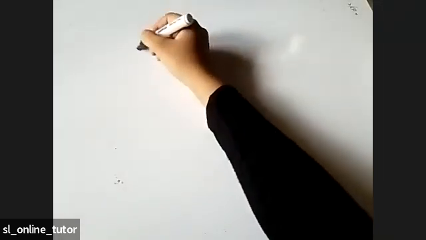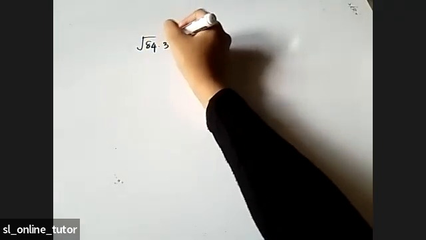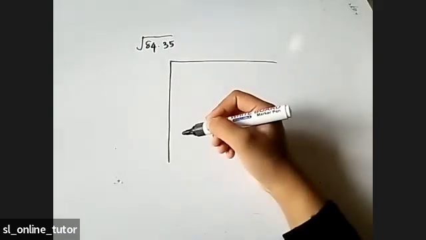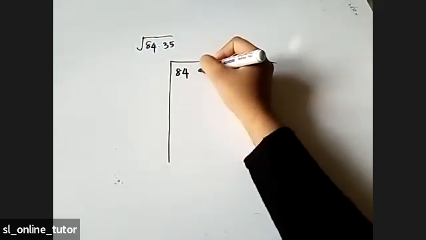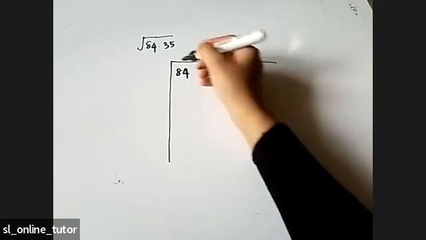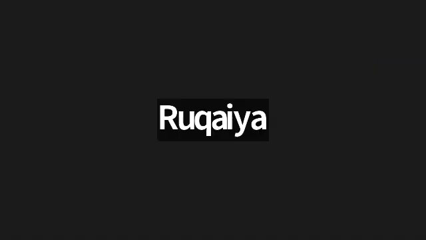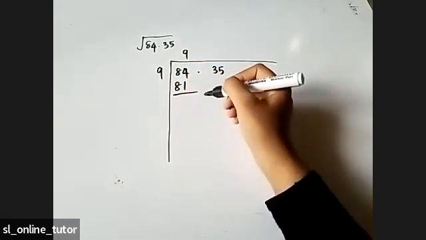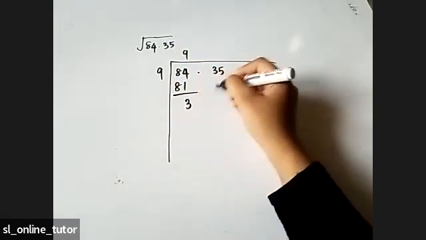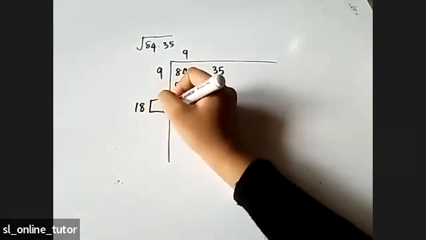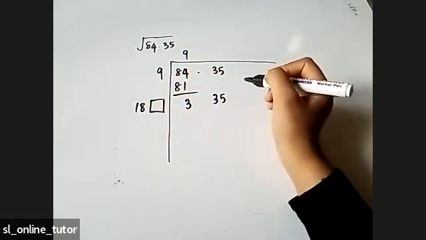What is it? Root 84.35, a decimal. How do you deal with decimals? Listen carefully. First of all, you write the number 84.35. Now, what is the closest perfect square to 84? Everyone of you knows that: 81. The square root of 81 is 9. So we write 9. 9 times 9, 81. When you subtract 84 minus 81, you get 3. Bring 3, 5 here. So 9 times 2 means 18. 18 in a box.